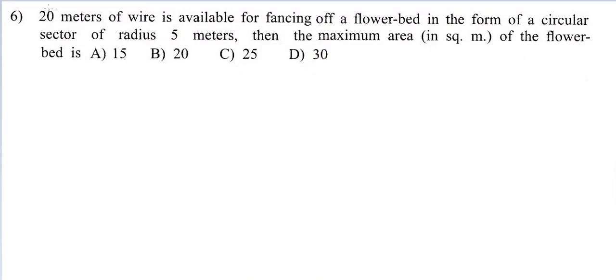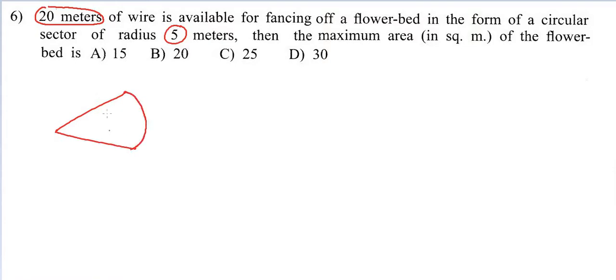MCQ number 6. 20 meters of wire is available for fencing of a flower bed in the form of circular sector of radius 5 meter. The flower bed is in the form of a circular sector like this.